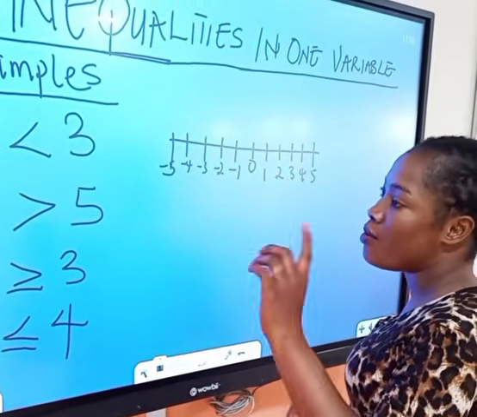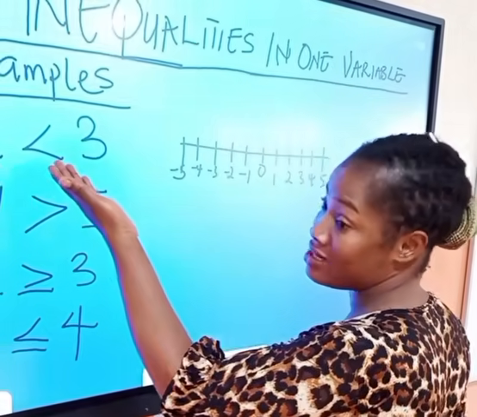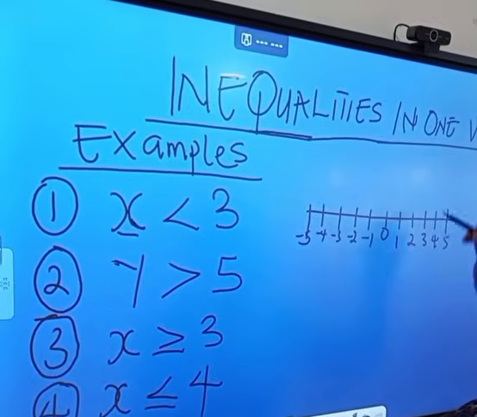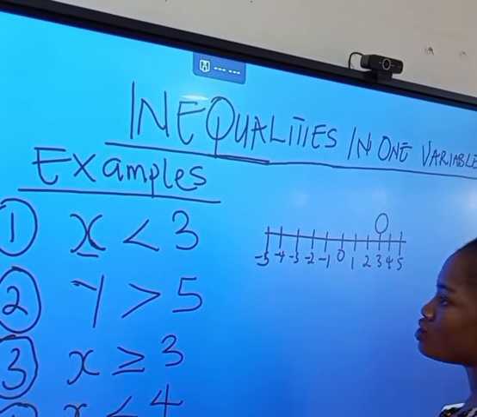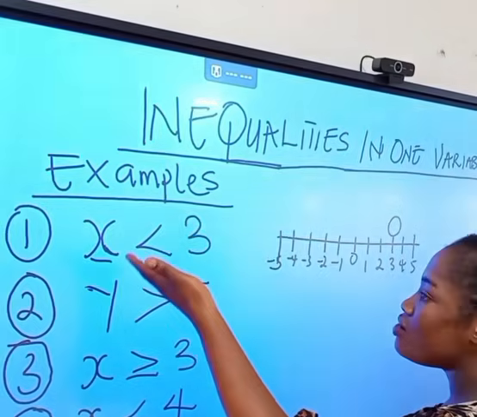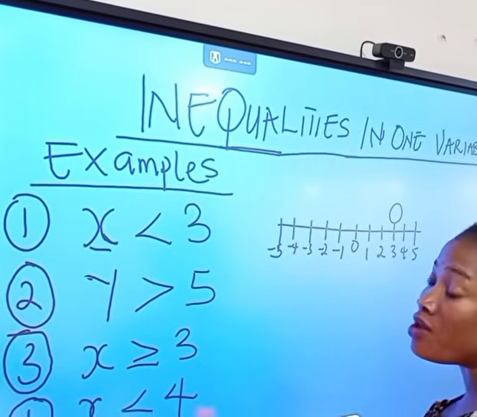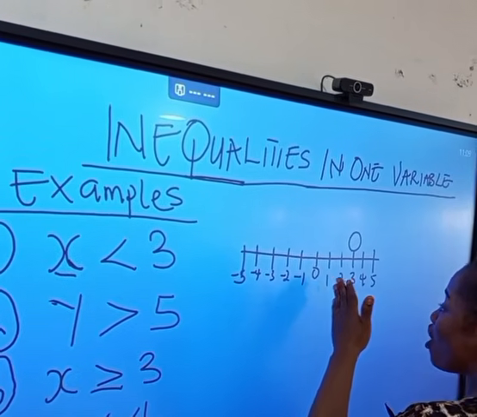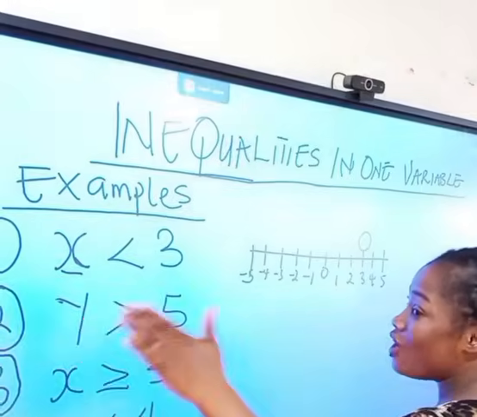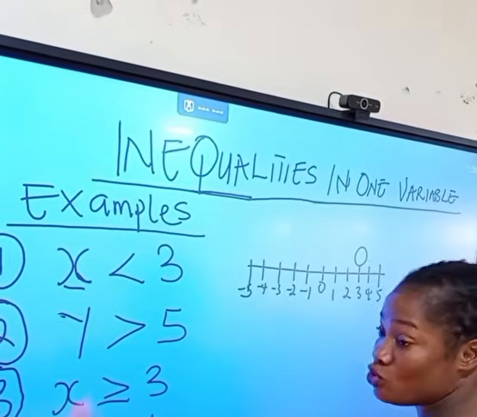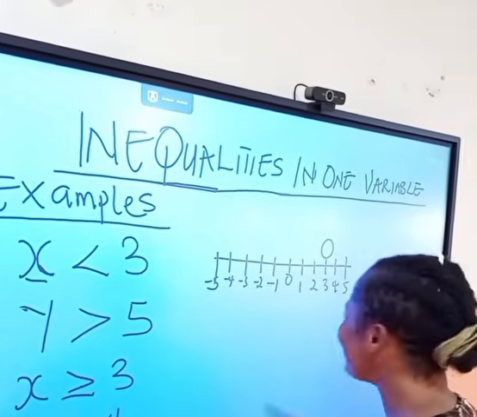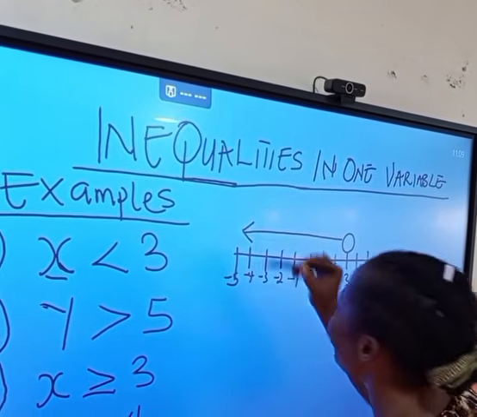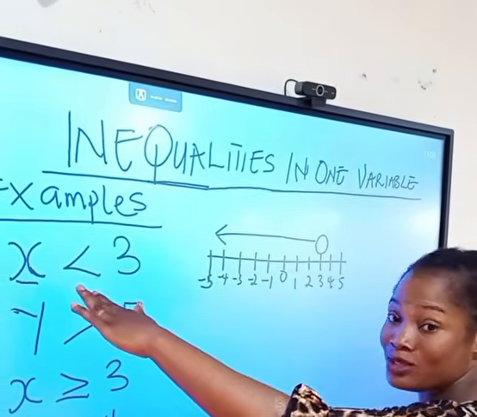Now remember that I told you that strictly less uses an open knot, and x is less than 3. So I will go to 3 and I will put an open knot. Those numbers that are less than 3, where are they located? They are located at my left hand side. This is 2, 1, 0, minus 1, minus 2, minus 3, going to the left hand side. So I will place my arrow towards the left hand side. This is the graph of this particular inequality.